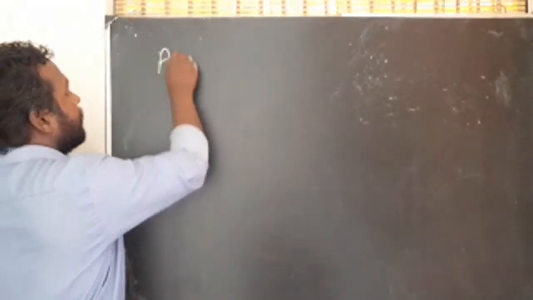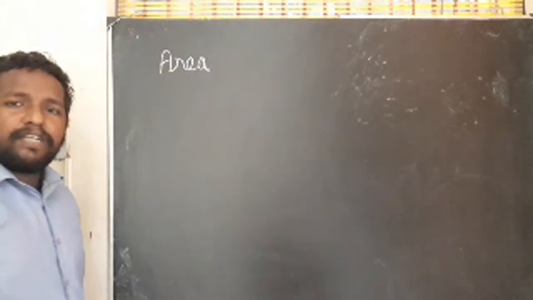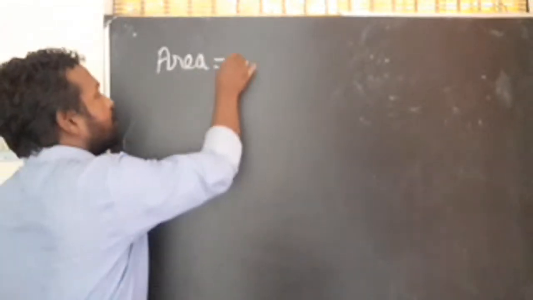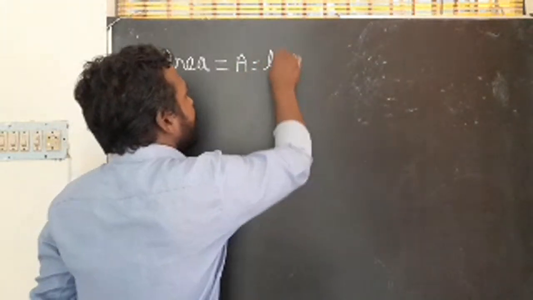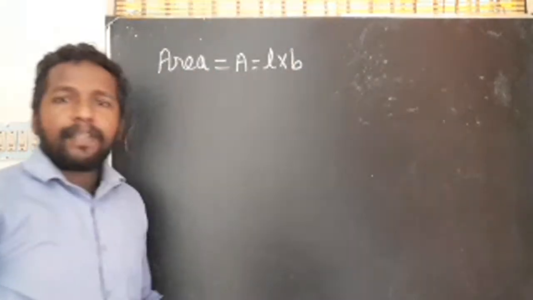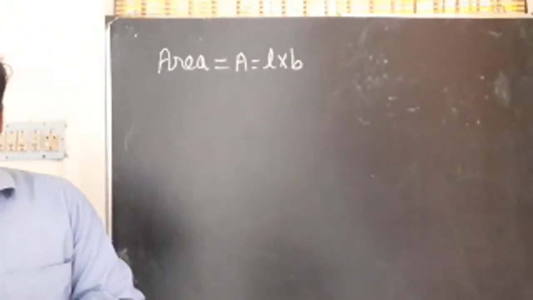Now, first is the area. What is the formula for area? Area is equal to length into breadth. I'm doing very fundamental things. How can we measure the length?